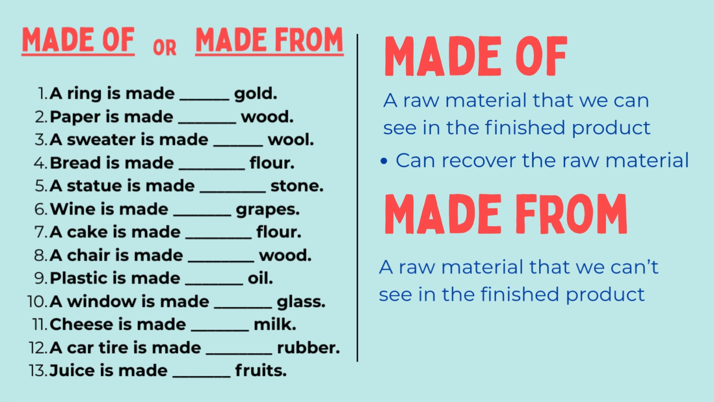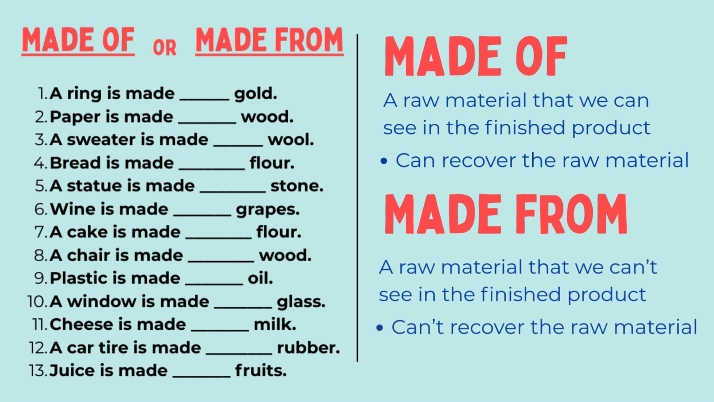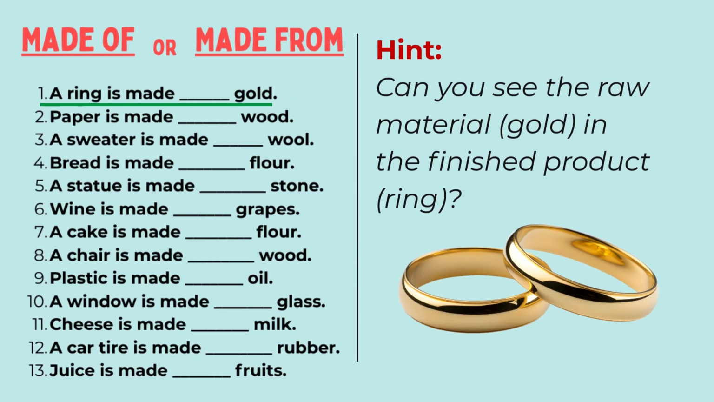Okay, let's know more after these exercises. Number 1. The ring is made gold. The gold is still visible and still recognizable. The material is simply shaped and not fundamentally changed. You can melt the ring and get the gold back. So this would be of. A ring is made of gold.